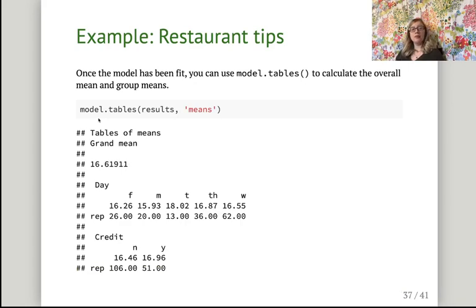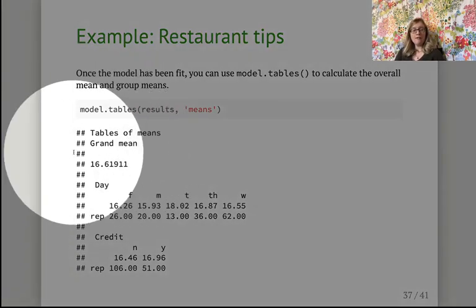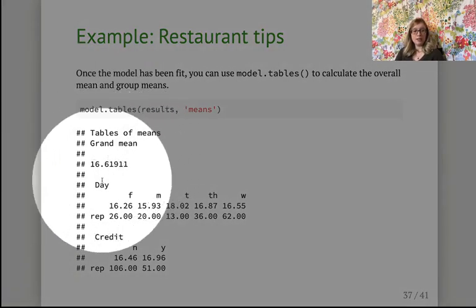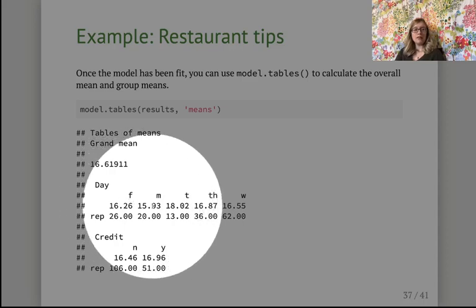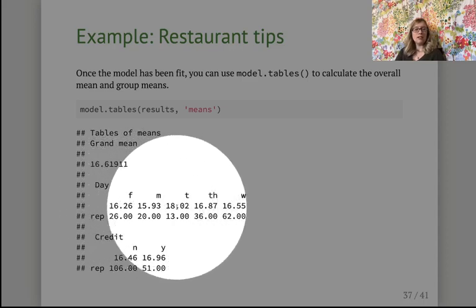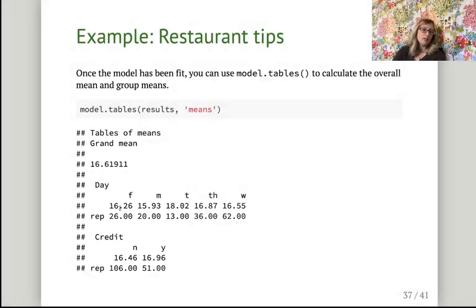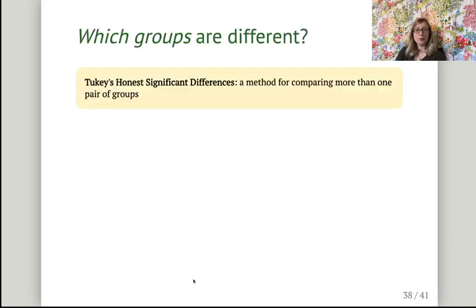Now, once the model's been fit, you can use a function called model.tables to calculate the overall mean and the group means. Here's the average tip percent, about 16.6. On Fridays, the tip percent is on average 16.26, Mondays 15.93, Tuesdays 18.02. So there's really not much difference from day to day of the week. This rep just tells you how many observations are in those categories. Using a credit card versus not doesn't seem to affect the tips either.